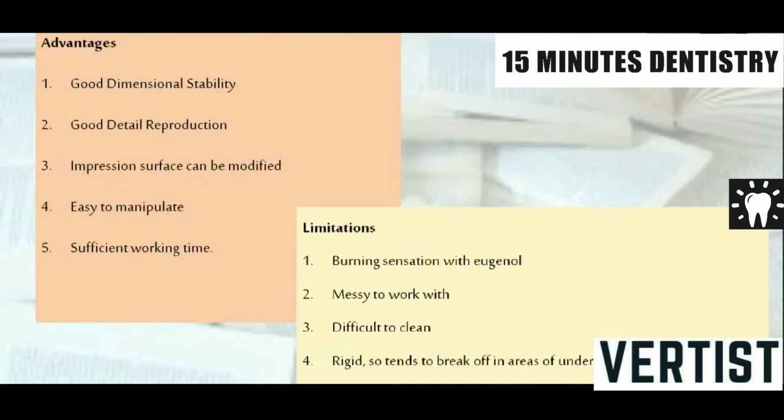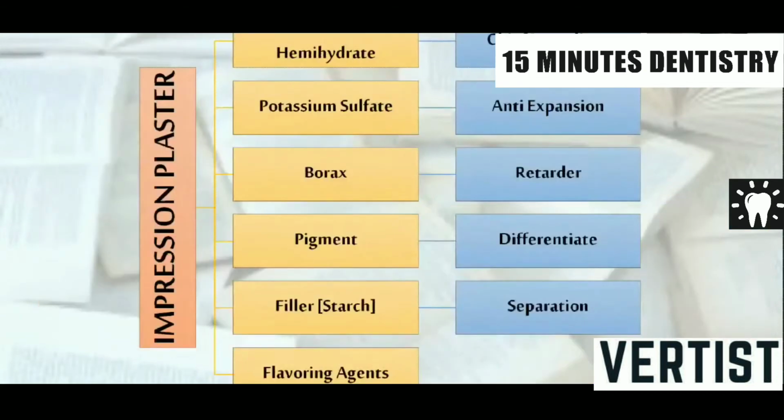That's why it is used for the final wash impression after border molding. The impression surface can be modified; if you find voids, you can repair them. It is easy to manipulate and has sufficient working time. But eugenol has a burning sensation, so you always have to take care that the outer surface of the mouth and the face are not in contact with the eugenol. And it is messy to work with, so you have to be very neat and clean when handling the material.